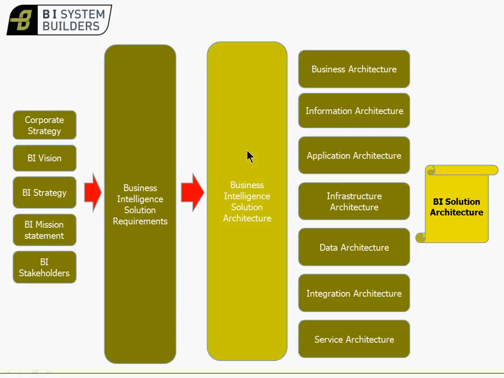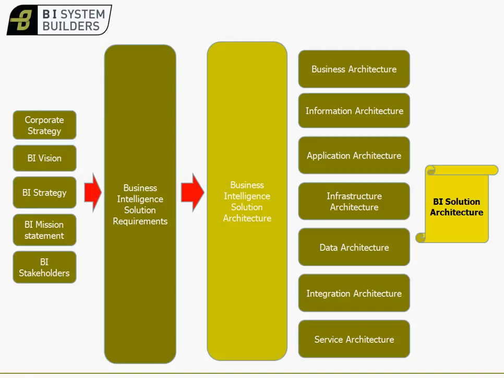Now, I like to think of the components within that solution architecture as the 7 pillars of wisdom, as there happen to be 7. Business architecture, information architecture, application architecture, infrastructure architecture, data architecture, integration architecture, service architecture. Of course, these are not new. Systems such as TOGAF, for instance, has some of these, such as business architecture. They'll use technology architecture.